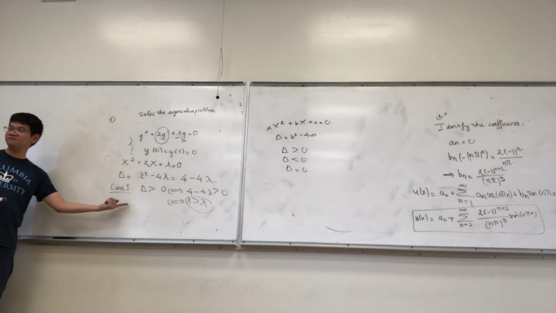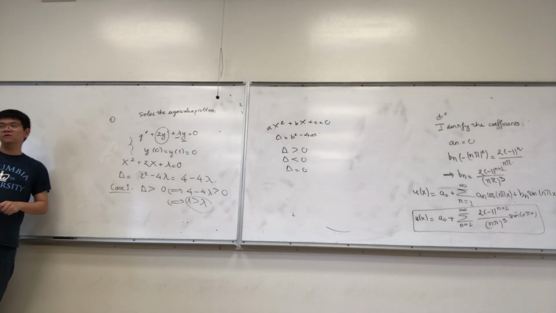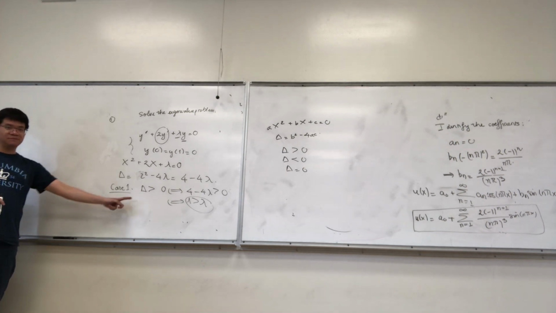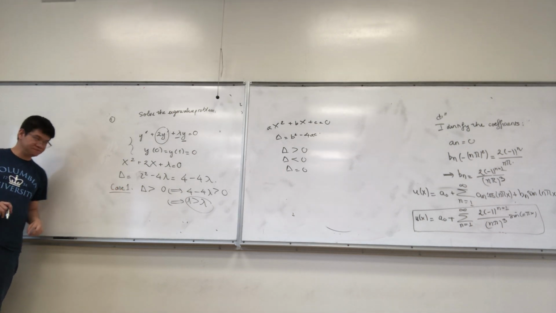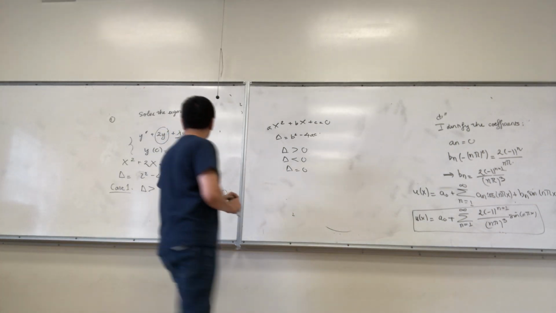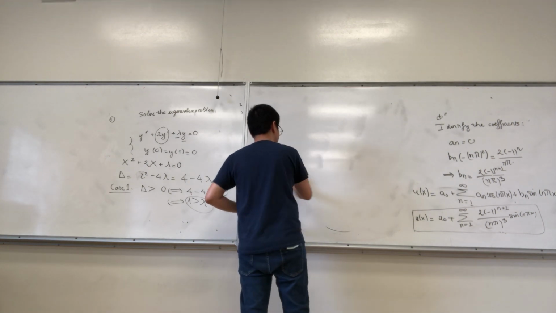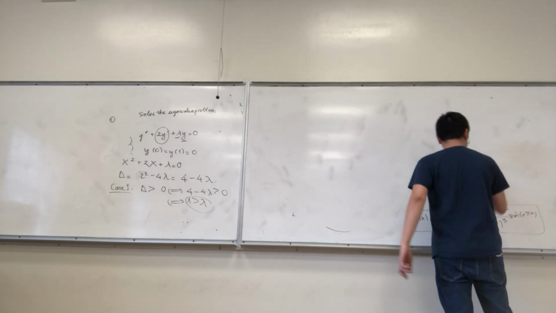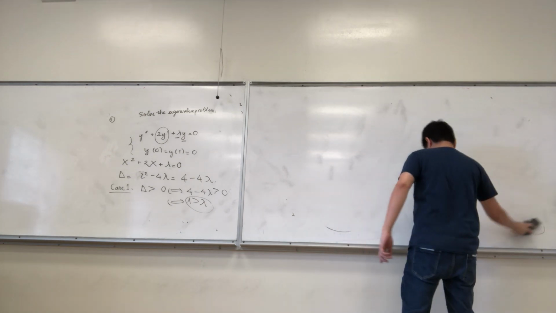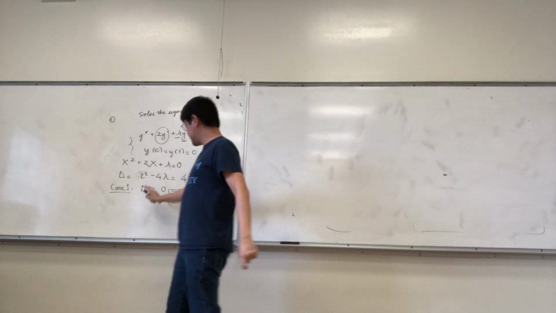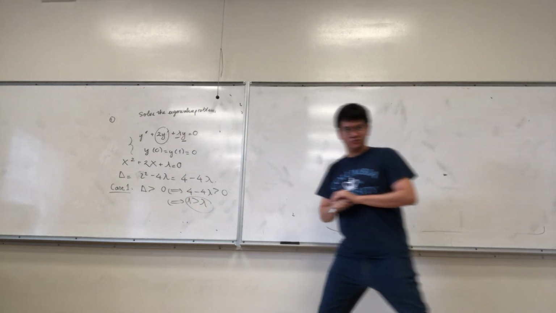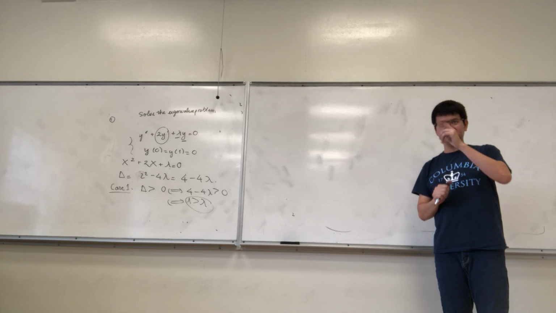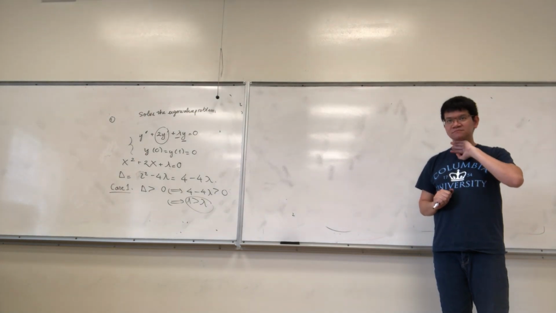So this is completely different from the previous scenario when you compare lambda with 0. But this is coming from this identity, right? All right. So case number 1, lambda is positive. So what are the 2 roots?